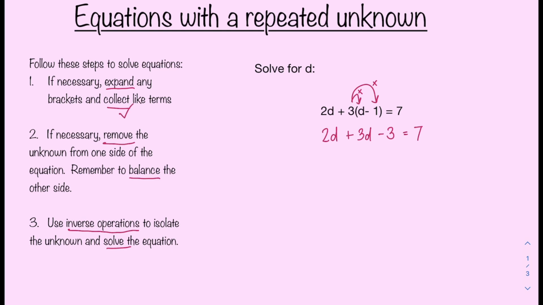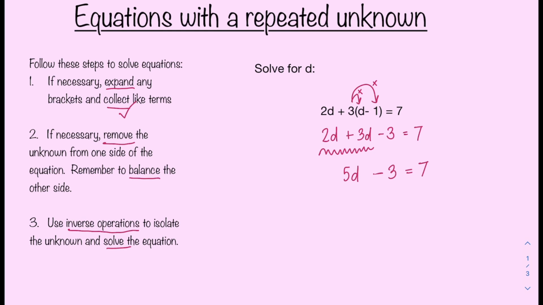Then we need to collect like terms. Like terms would be the d's. So 2d plus 3d equals to 5d. Negative 3 equals to 7. We don't have to do number 2 with this equation because we have d on one side of the equation only. So we'll skip and do number 3.